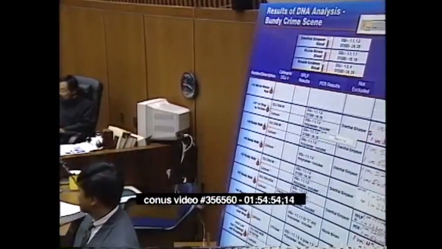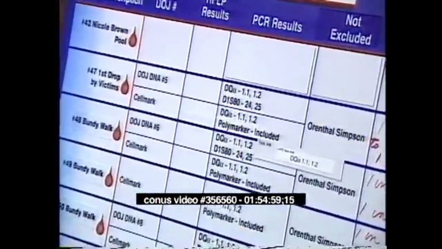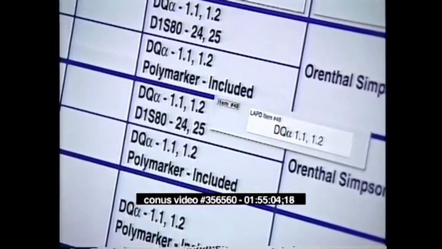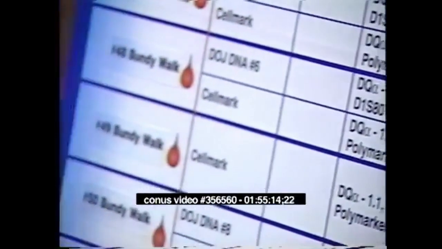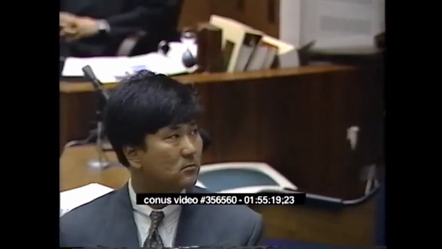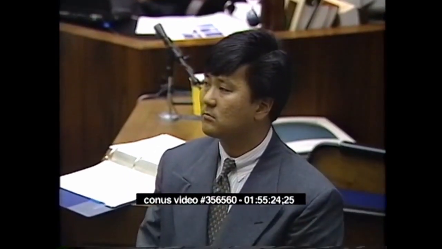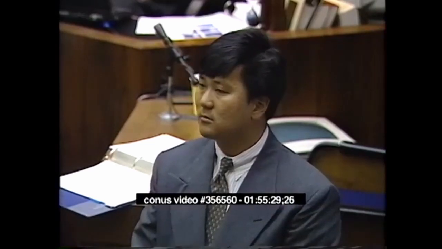So if our board is correct, did you get the same results on DQ alpha that DOJ did? Yes. And did you get the same results in DQ alpha, if our board is correct, that Cellmark did on stain 48, photo item 113? Yes. Okay, in addition to processing 48, did you also process the 48 substrate control through the entire PCR DQ alpha process? Objection, leading. Answer. Yes, I did. And what results did you obtain?